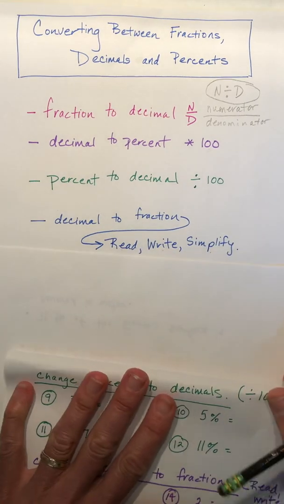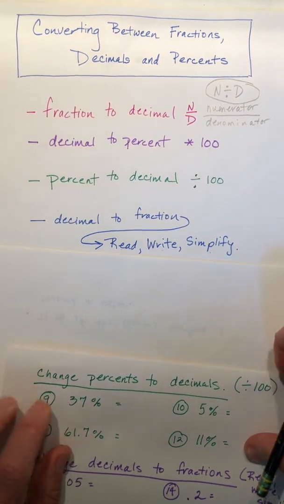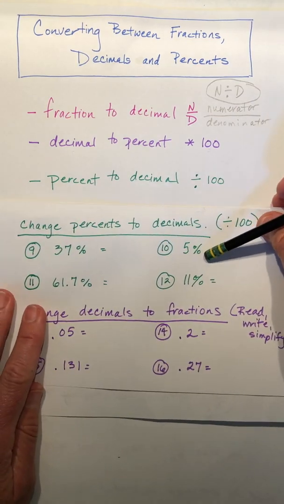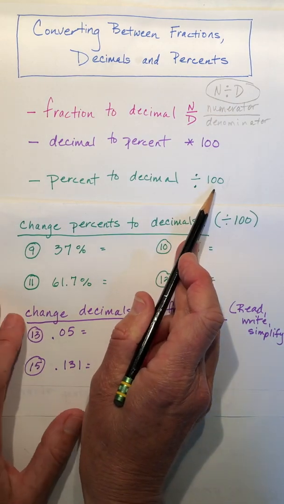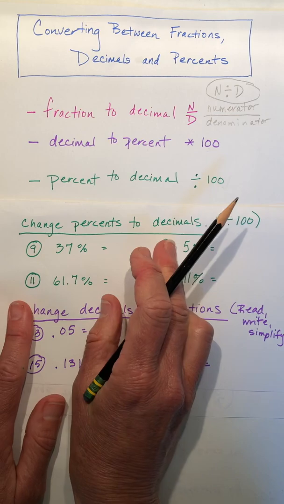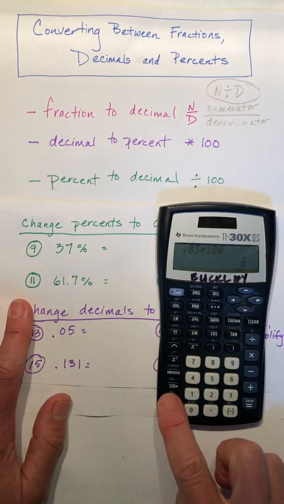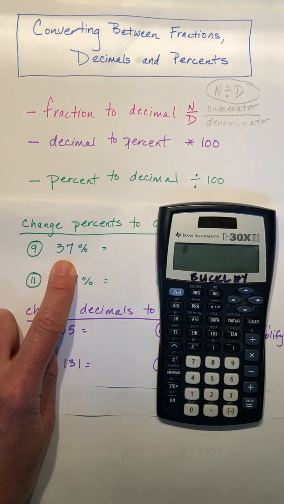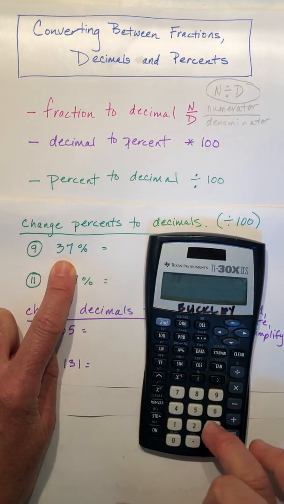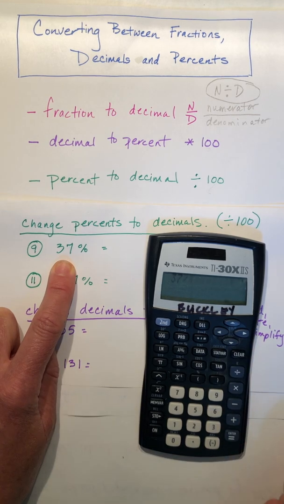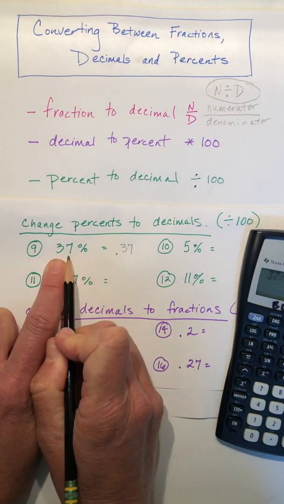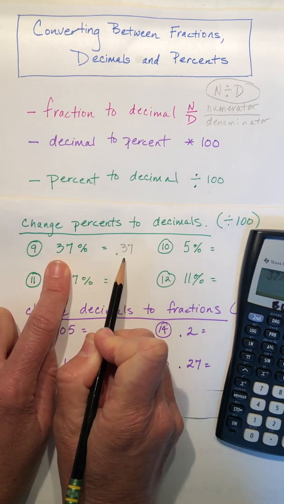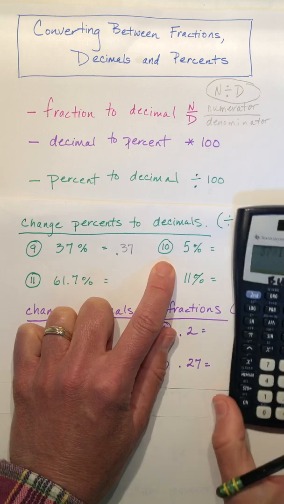Now we're going to change percents to decimals. All right, so to change a percent to a decimal, we divide by 100 and we also pull out that percent symbol. So let's see what we've got here. 37%. So to change this to a decimal, I do 37 divided by 100, which equals 0.37. Well, that came out nice and neat. 37% equals 37 hundredths.